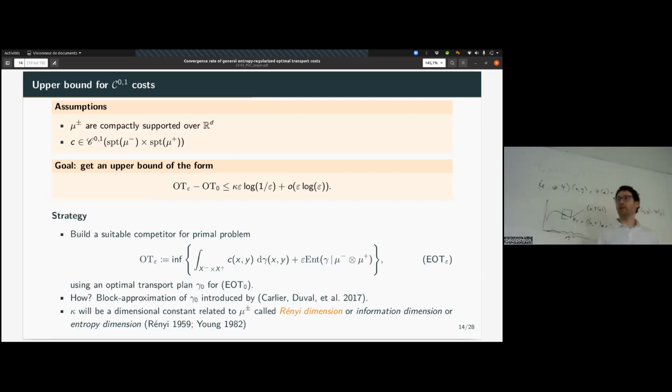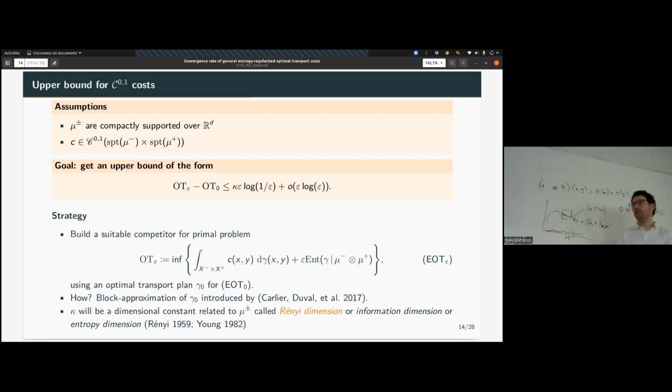And it's not complicated. We take as competitor, we start from gamma 0, which is the optimal plan for the 0 temperature problem. Of course, in some cases it doesn't work as a nice competitor because its entropy could be plus infinity in many cases. But we regularize it a bit using a block approximation, to be explained in an instant. This is a technique that was introduced by Carlier, Duval, Peyré and Schmitzer in 2017 when they studied the gamma convergence of the cost.